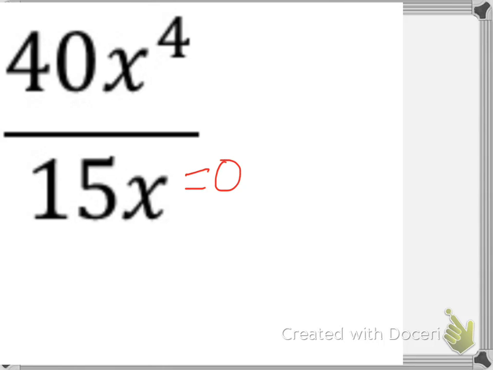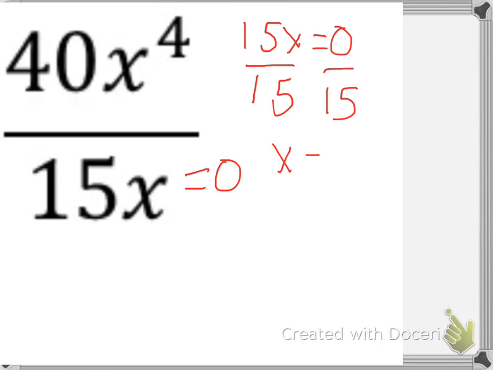equals 0. So I'm just going to solve that equation, and I'm going to go up here and do this. 15x equals 0. And it's the same thing that you know how to do in solving an equation. So you divide both sides by 15, and you get 0 over 15. So in this case, x is equal to 0. That's an excluded value.